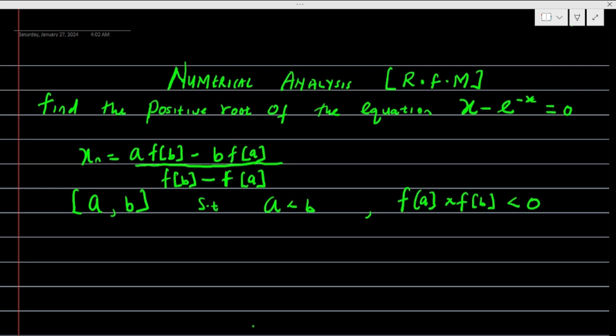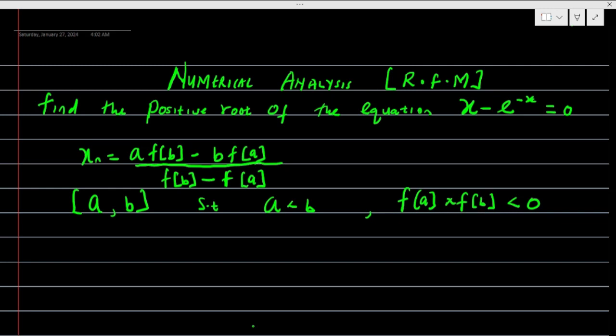We just have to note that our value of A is less than B and our f of A multiplied by f of B is less than 0. Very good. Now, what is this telling us? It means that we need a value of A and another value of B. How do we get our value of A? How do we get our value of B?